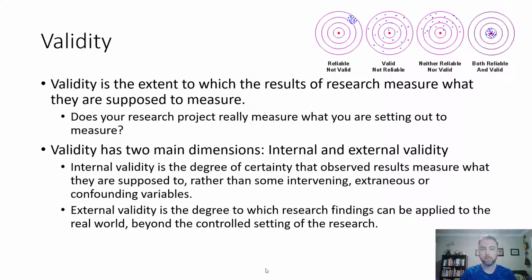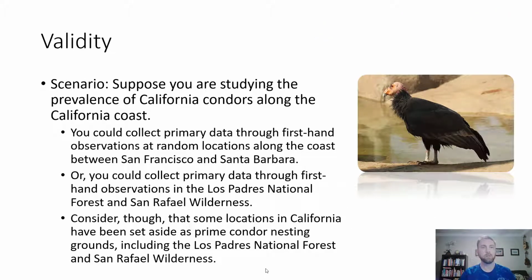Okay, so that's validity. So here is a scenario for you to consider, still keeping in mind the concept of validity. Suppose you're studying the prevalence of California condors along the California coast. You could collect primary data through first-hand observations at random locations along the coast between San Francisco and Santa Barbara. The California condor's habitat tends to range between San Francisco and Santa Barbara along the coast and also in the mountains there along the coast.